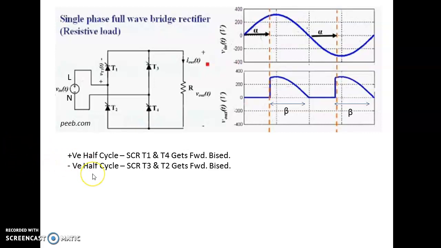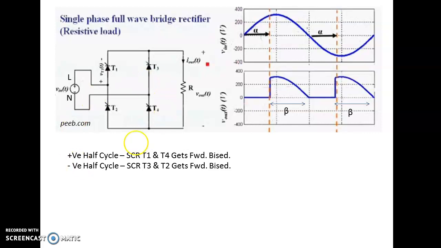For that purpose we are using SCRs. SCR is nothing but silicon controlled rectifier. By adjusting the amount of current at the gate terminal, load power can be controlled.